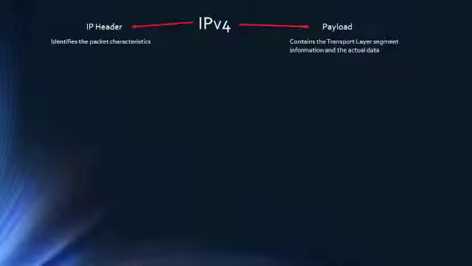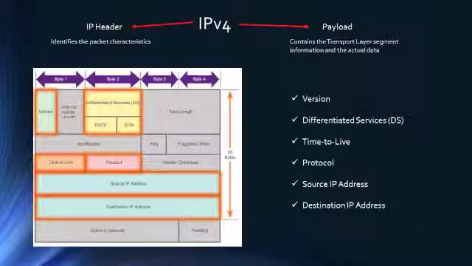Internet Protocol version 4 packet consists of two parts: the IP header that identifies the packet characteristics and the payload that contains the layer 4 segment information and the actual data. The IP header has the following fields. Version contains a 4-bit binary number value identifying the IP packet version. For IPv4, this number is 0100.